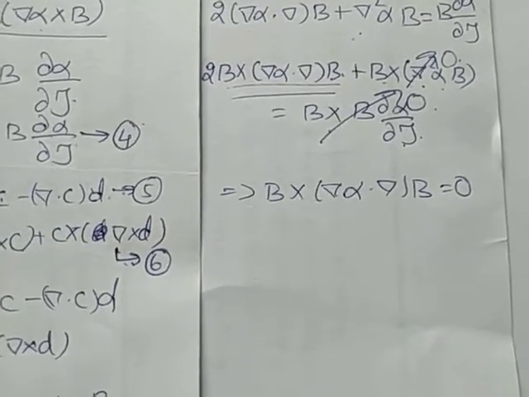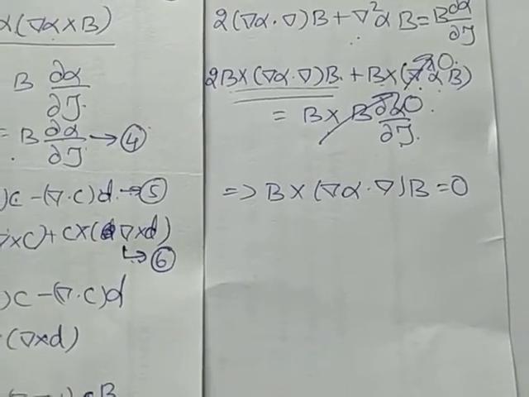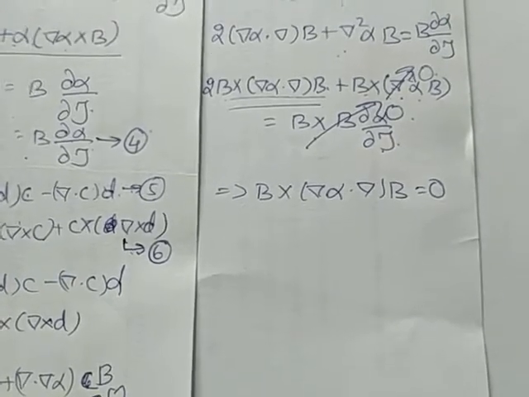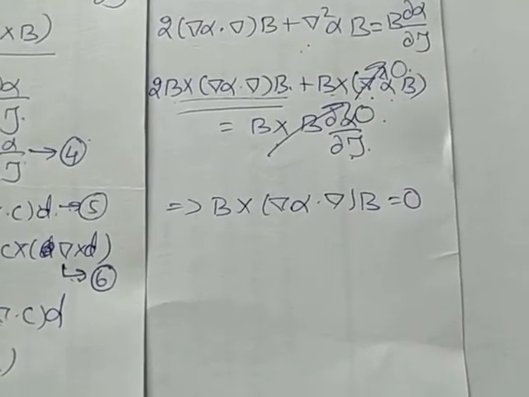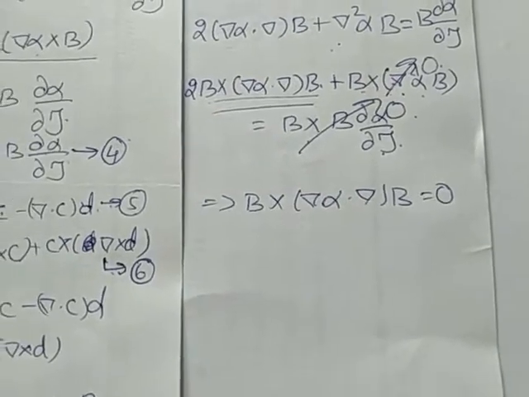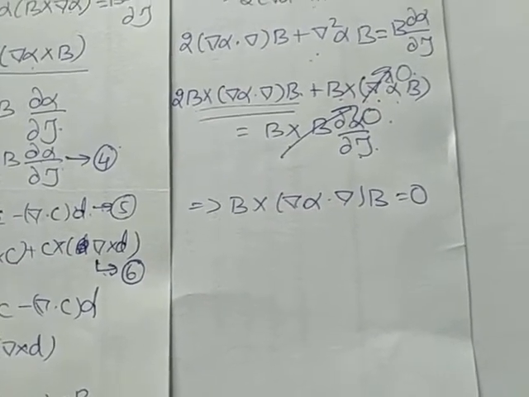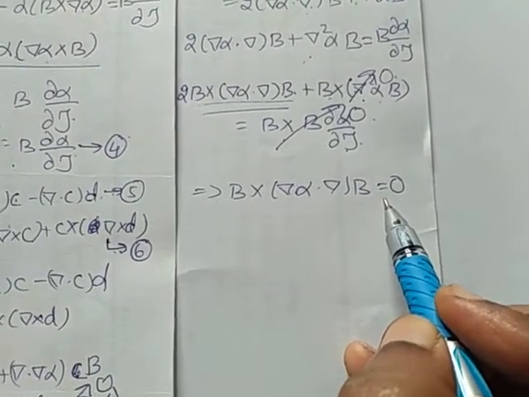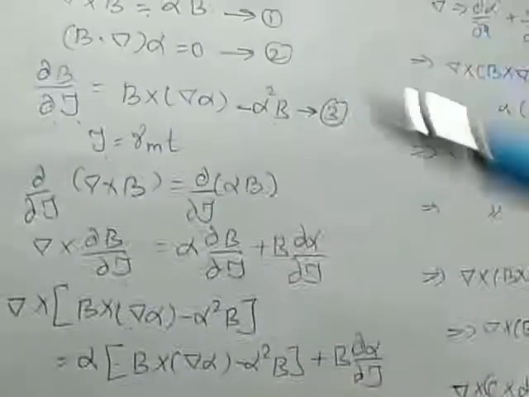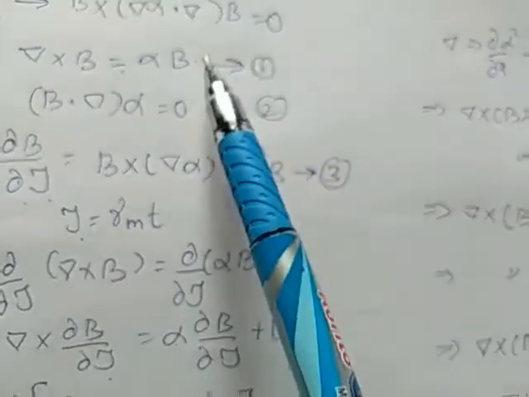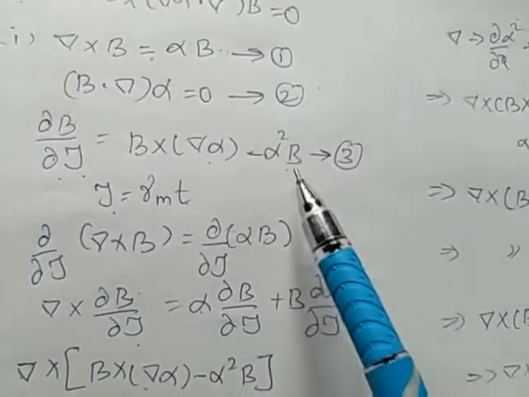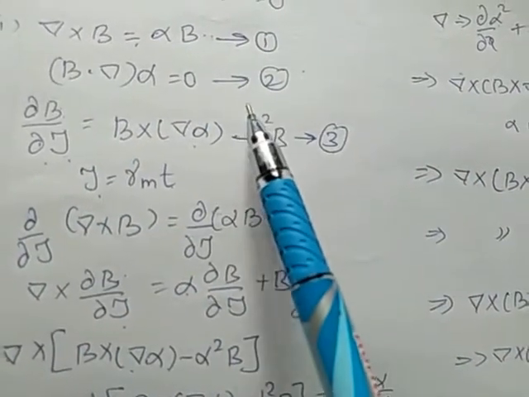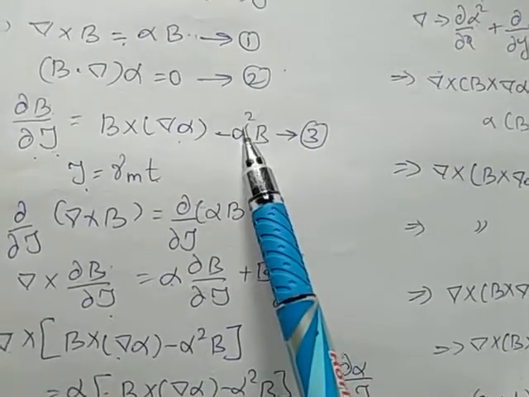So we have to prove that for a force-free magnetic field, irrespective of time, for any magnetic field to be a force-free magnetic field, it has to satisfy B cross del alpha dot del B is equal to 0 along with its basic equations. So we'll go through the result once again. Equations 1, 2, 3 are the force-free magnetic field equations. We have derived them already.